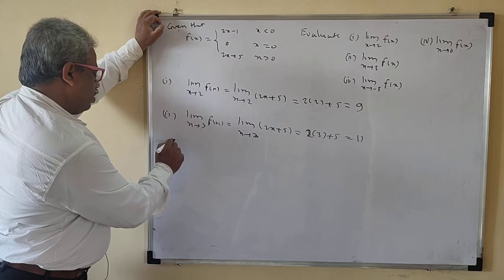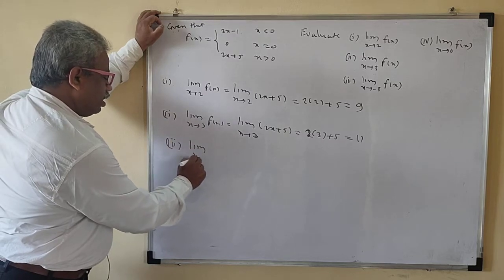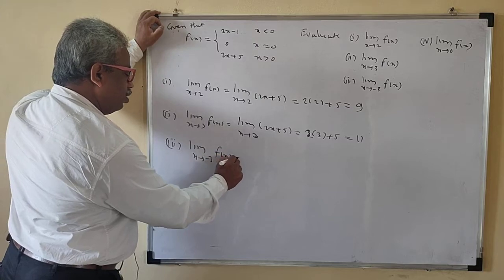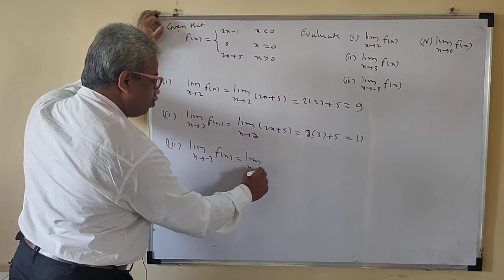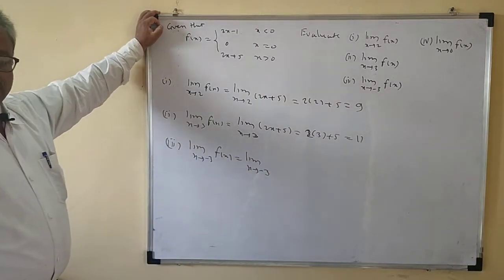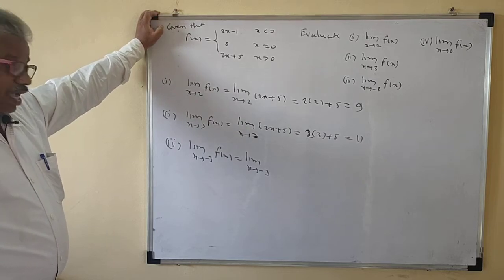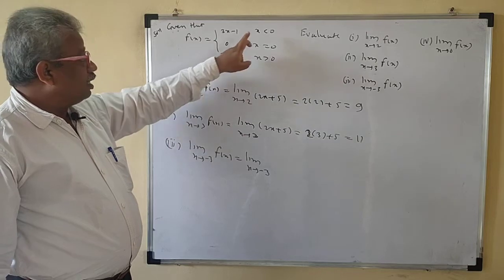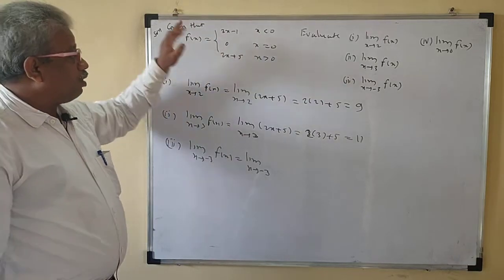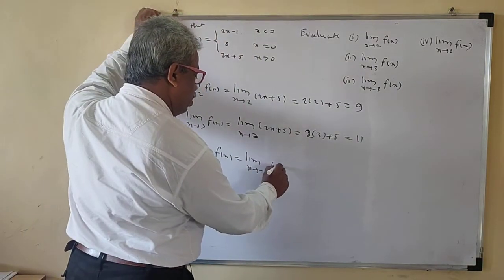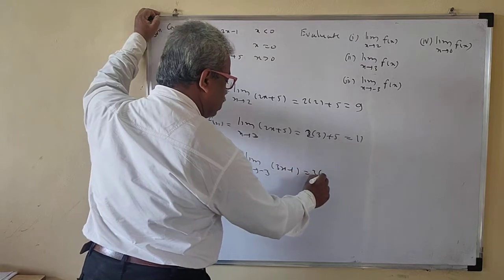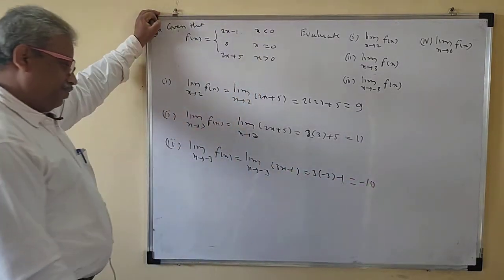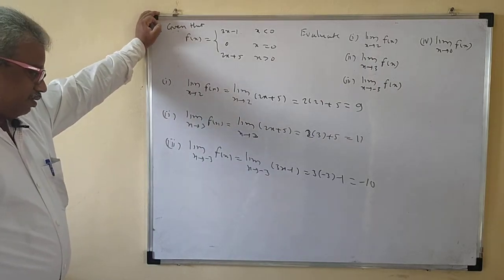So third one now. Limit x tends to minus 3, f of x. So minus 3 lies in the region where x is less than 0. So the value of the function is 3x minus 1. So this is 3 into minus 3 minus 1. So this is minus 10.